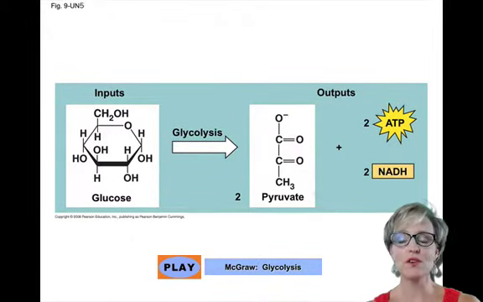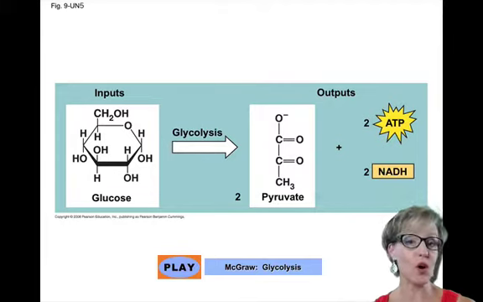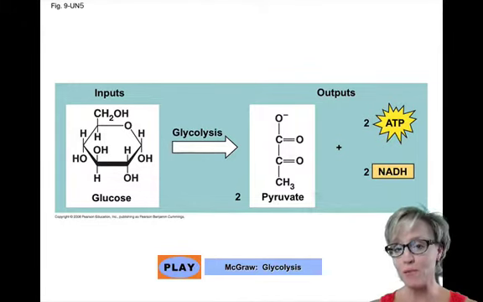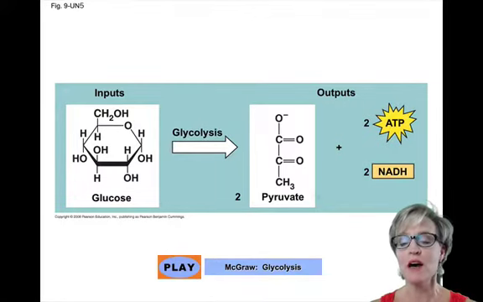Okay, so let's just look at this review of glycolysis. We go in with a glucose, glycolysis. We'll clip it down and we will glean 2 pyruvates from it. We will also get 2 ATPs and 2 NADHs.